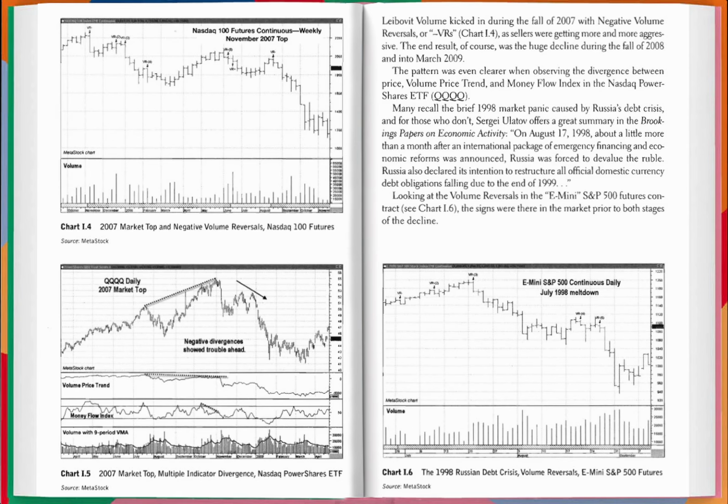Looking at the volume reversals in the E-mini S&P 500 futures contract, see Chart 1.6, the signs were there in the market prior to both stages of the decline.